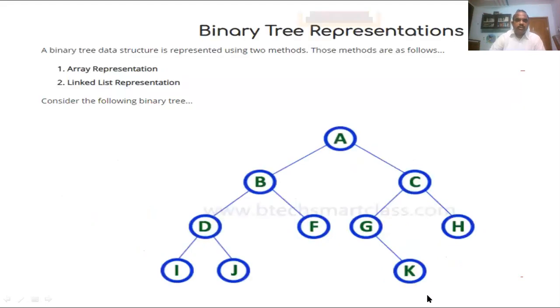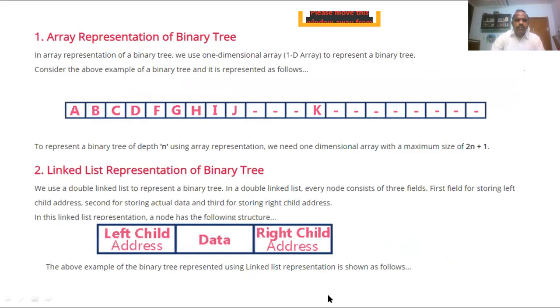Okay. Next one, binary tree representations. A binary tree data structure is represented using two methods. Those methods are as follows. First one is array representation and the second one is linked list representation. So consider the following tree. This is the following binary tree. So then, array representation of a binary tree.